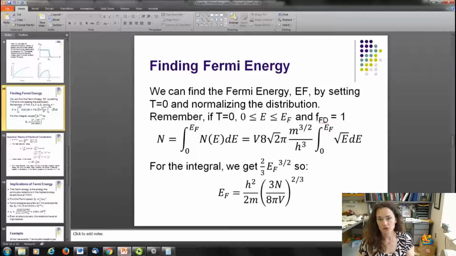Okay, now when you integrate E to the 1/2, which is the square root of E, then you get E to the 3/2, right, times 2/3. And then you're integrating from 0 to the Fermi energy, and so you just get 2/3 E_F to the 3/2 for your integral, right? Now plugging that into the rest of the expression for the constants, we get our Fermi energy is h squared over 2m, times (3N over 8 pi V) to the 2/3. Okay, so it's a relatively simple expression to find the value of our Fermi energy, which you're going to do in homework.